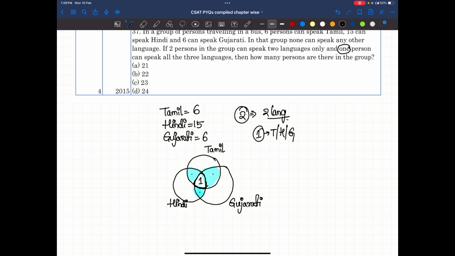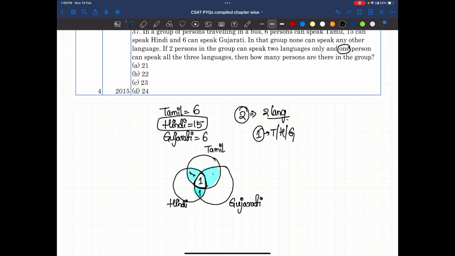Now we can see that there are many Hindi speaking people, right? So there is a probability that a person speaking Hindi can also speak Tamil, and a person speaking Hindi can also speak Gujarati, because this is the language with the maximum number of speakers in this group.